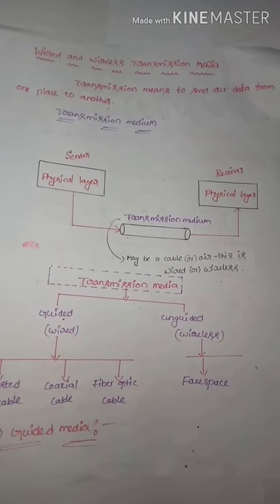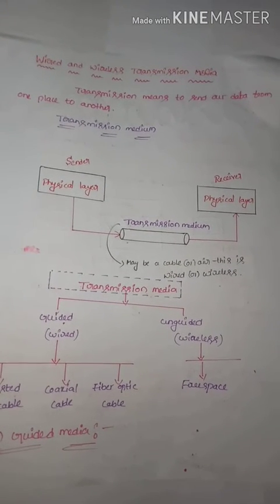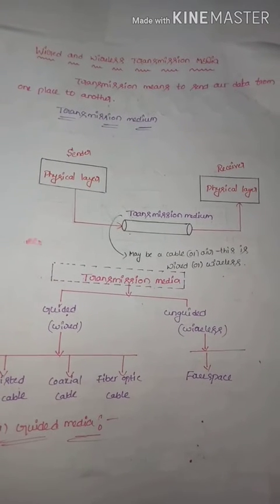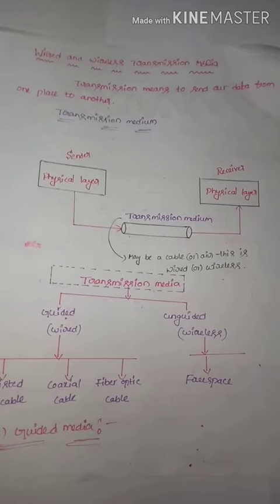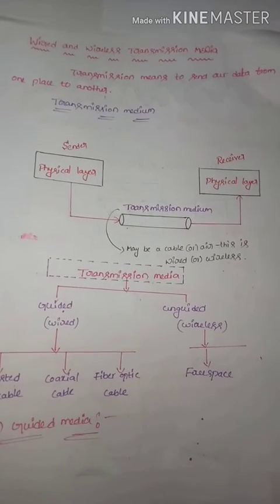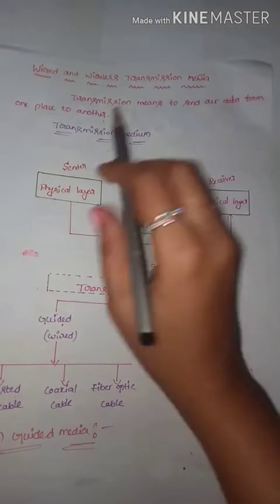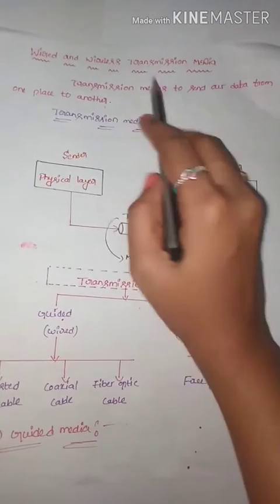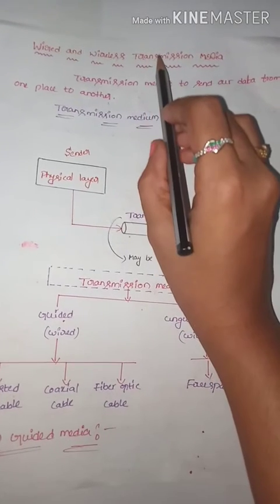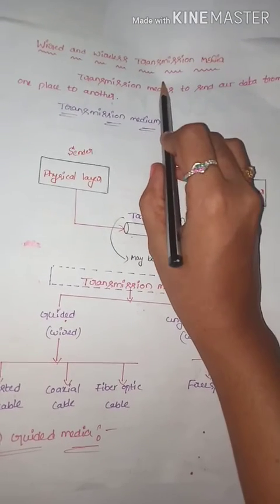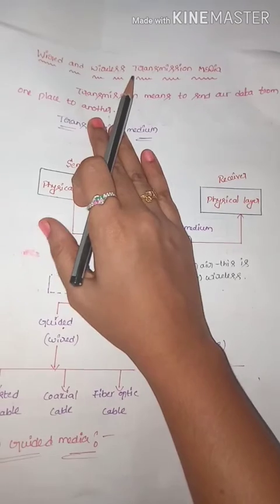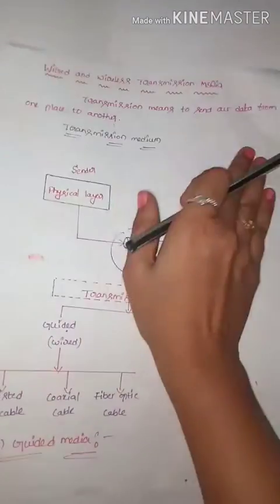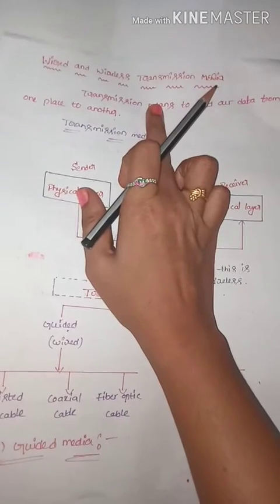In my previous class, I explained the 7 layers of the Open System Interconnection (OSI) model. Now I am explaining wired and wireless transmission media. Before going to the discussion of this topic, first we need to know what transmission is. Transmission is sending our data from one place to another place.